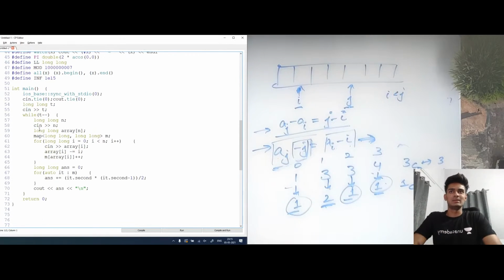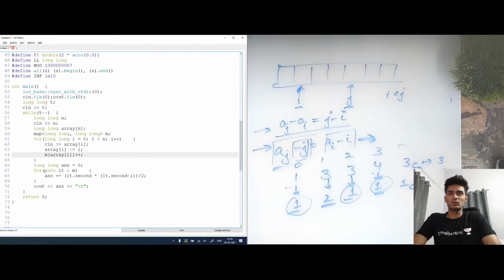Okay, cool. So let's see the code. For every test case, I'm scanning in the complete array. I'm changing my array value: array i minus equals index. So I'm just removing the index value from the value. And then I have a map, in which I'm storing the count. So I do m of array i plus plus. So in the end, after this for loop is over, we'll have the count of every value.